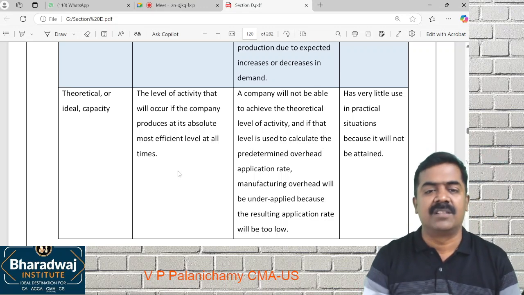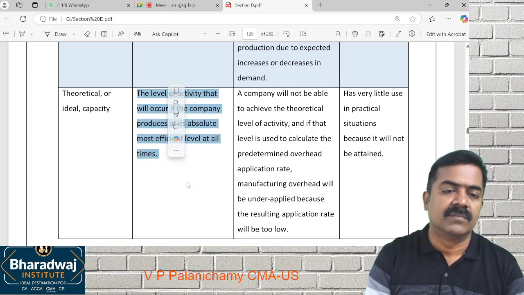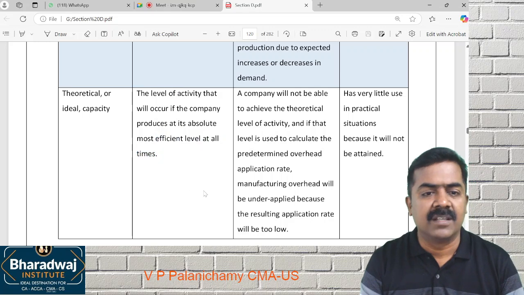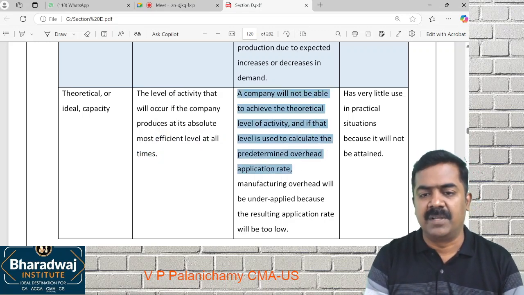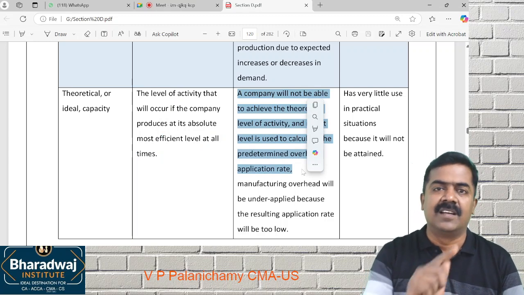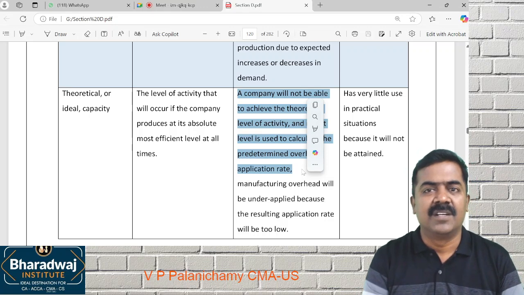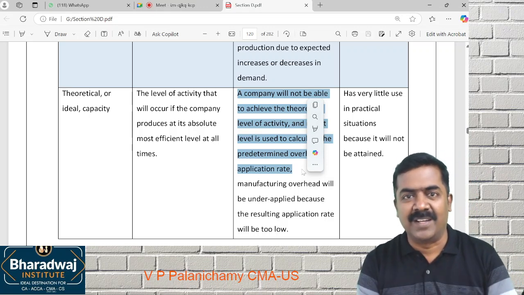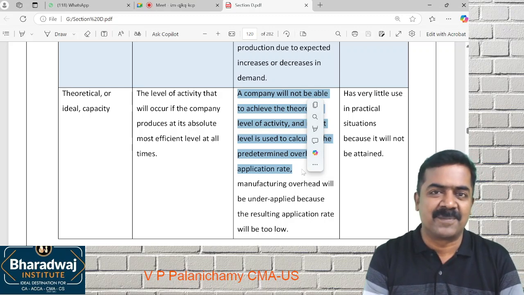That is called as which one? Theoretical capacity. With higher efficiency, all the time you keep producing, that is called as which one? Theoretical capacity. This is not achievable. This is like the speedometer in your car or two-wheeler. The speedometer can show a capacity of 120 kilometers per hour in a two-wheeler. Is it possible to ride at 120 kilometers per hour all the time?